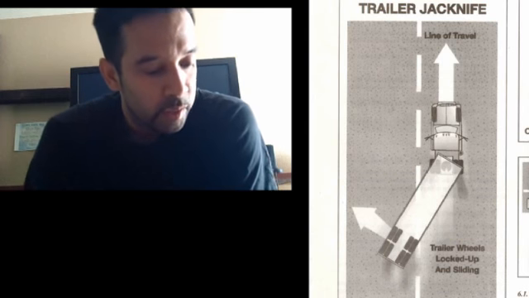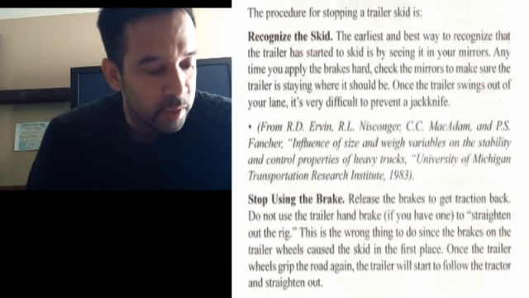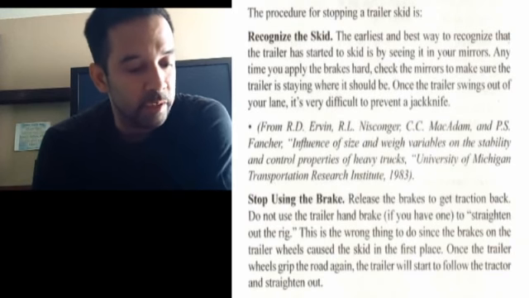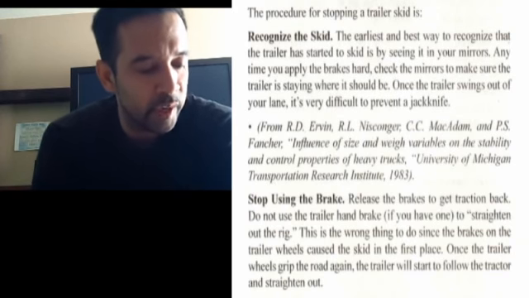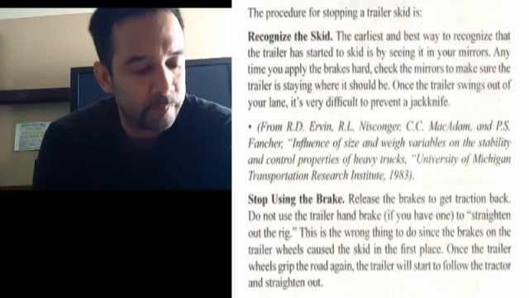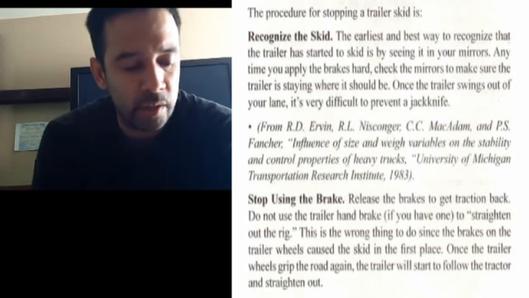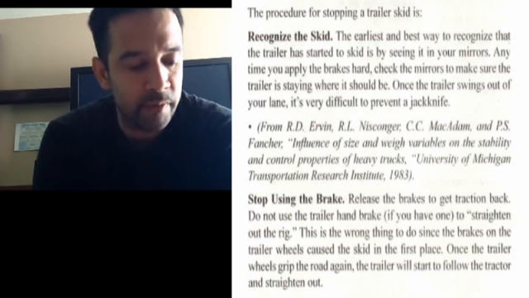Okay, so recognize this. The procedure for stopping a trailer skid is to recognize the skid. The earliest and best way to recognize that the trailer has started to skid is by seeing it in your mirrors. Anytime you apply the brakes hard, check the mirrors to make sure the trailer is staying where it should be. Once the trailer swings out of your lane, it's very difficult to prevent a jackknife.